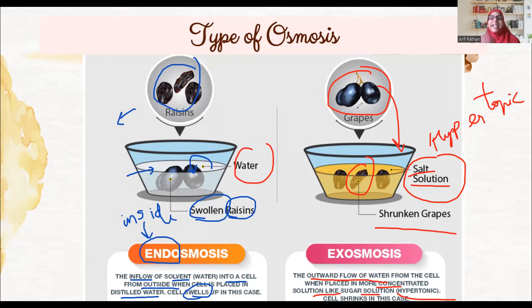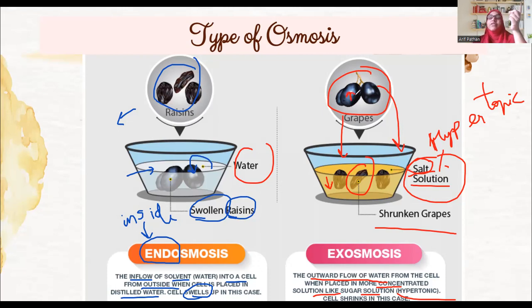Inside, the water content is more, right? The water content is more. When you dip these fresh grapes into a solution which has high solute concentration, either salt or sugar, what will happen? Here, the amount of water in the solution is less. Here, the grapes had more water.